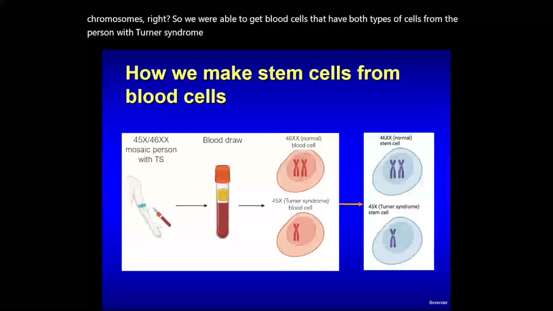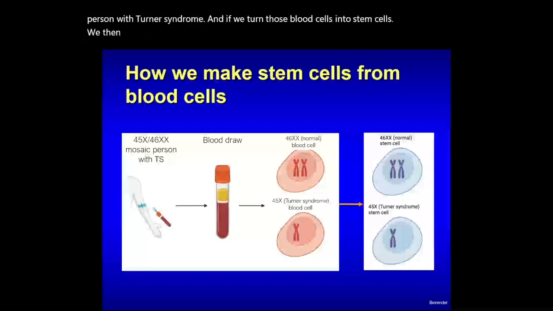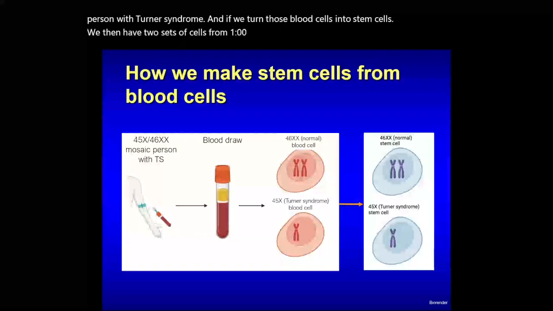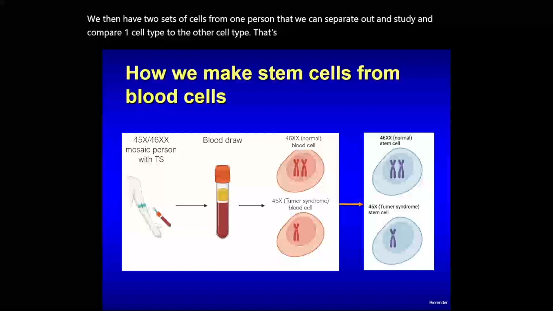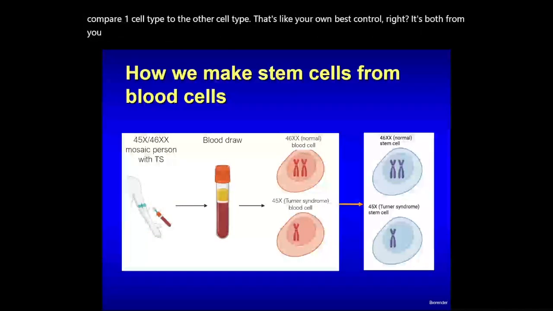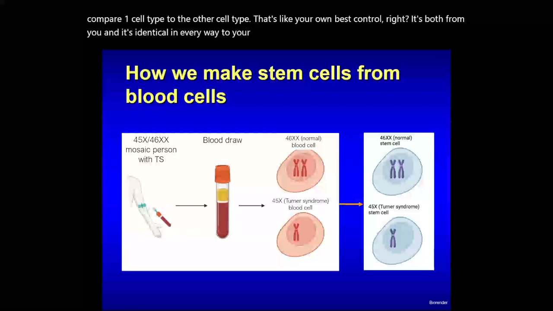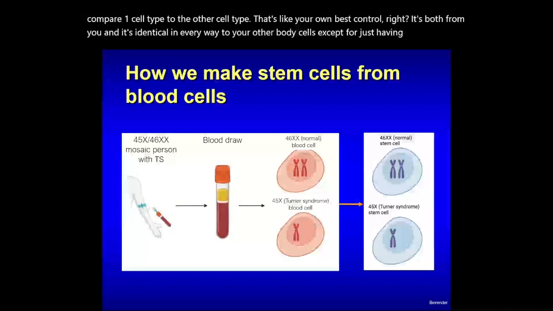And if we turn those blood cells into stem cells, we then have 2 sets of cells from one person that we can separate out and study and compare one cell type to the other cell type. That's like your own best control, right? It's both from you, and it's identical in every way to your other body cells, except for just having 1 or 2 X chromosomes.